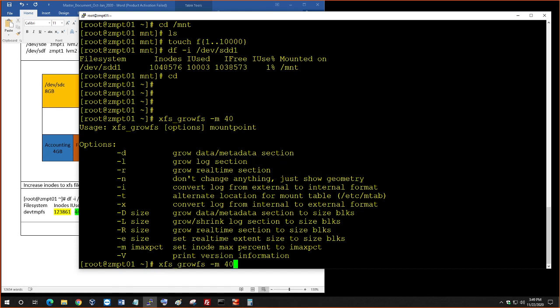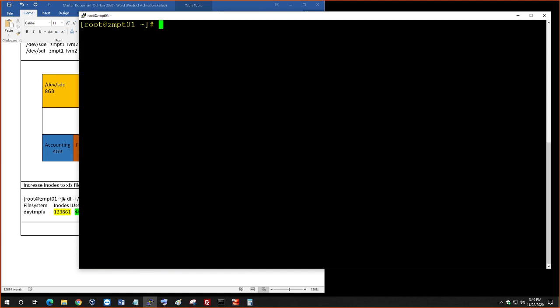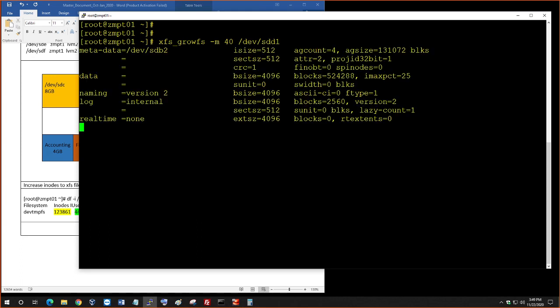Oh, I have to give the name of the disk, which disk I'm running against. So I'm running against /dev/sdd1, and then I'm going to hit enter. Okay, so it says here inodes maximum percentage changed from 25% to 40%. Okay, let's look at how many inodes we have here.